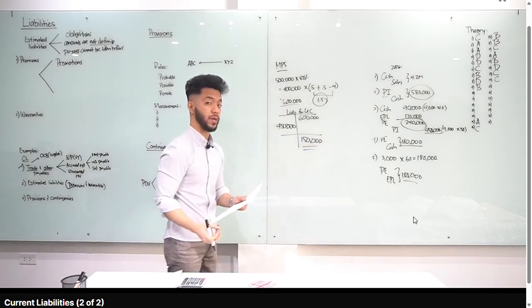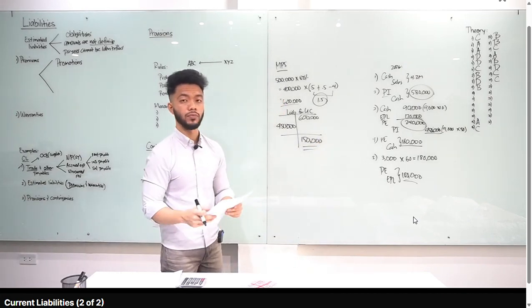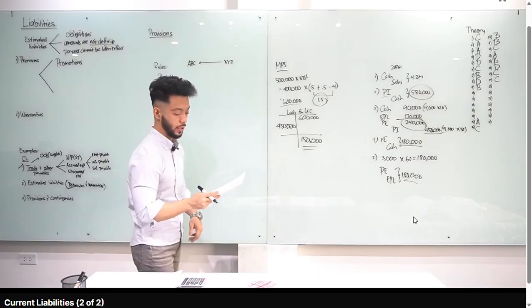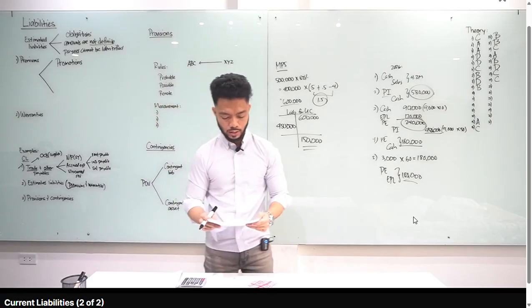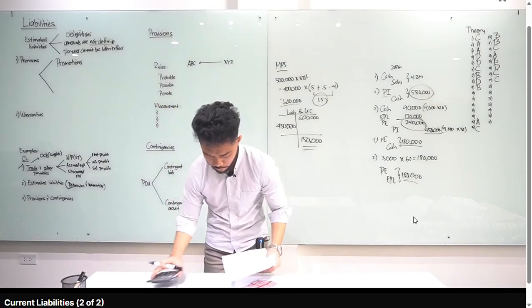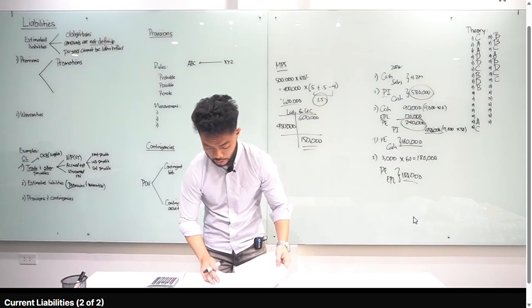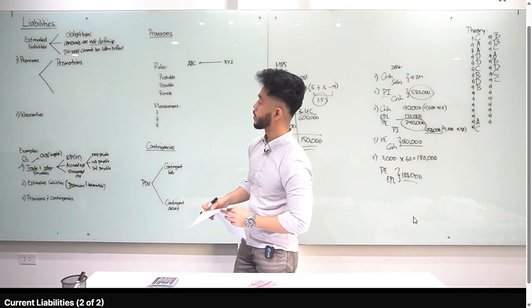So meron pa tayong ina-expect na magre-redeem next year worth 150,000. That's why for main problem number 5, answer natin, boy. Okay, so ganun na siya. That's boy. Now, let's move on to the second example for premiums.